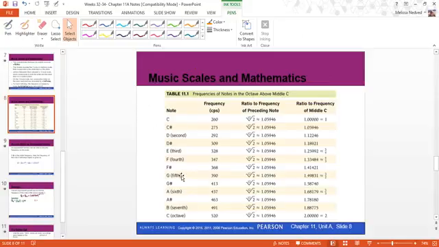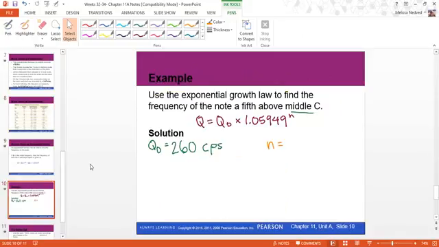So if we count from C to G, we need to count how many half steps that is to get to a fifth above middle C. So C to C sharp is 1, to D is 2, D sharp is 3, E is 4, F is 5, F sharp is 6, and G is 7. So to get to a fifth above, we're actually talking about 7 half steps. So our n value here is in fact 7.